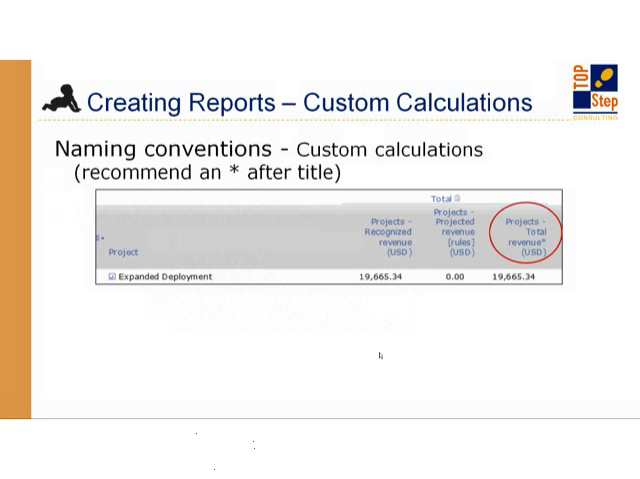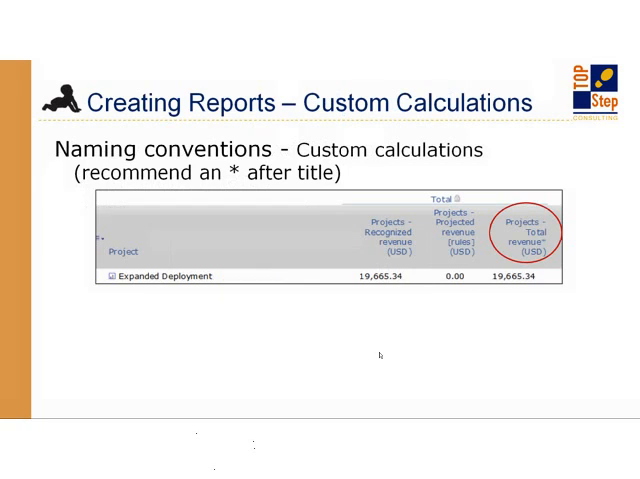If you're using custom calculations, this is just a tip that I've picked up and now I recommend it really across the board. Here's the scenario where this becomes really helpful. You can see my report here. I'm showing recognized revenue in the first column. I have projected revenue in the second column, and then I have this thing called total revenue. It's a custom calculation. I added an asterisk so that I know it's a custom calculation. In this case, it's recognized plus projected.